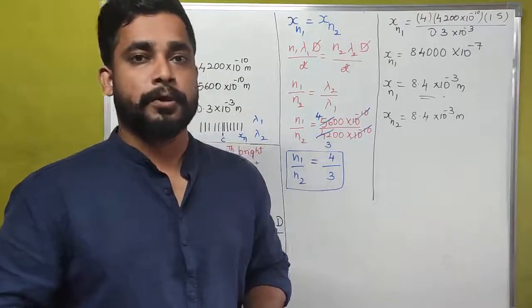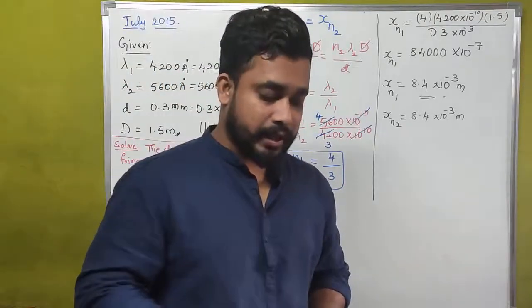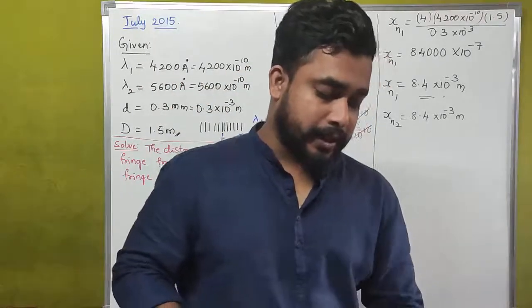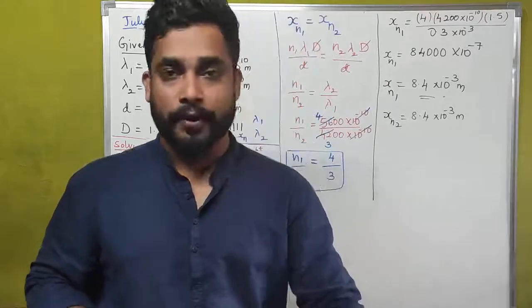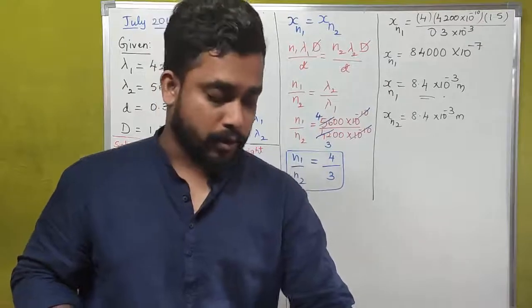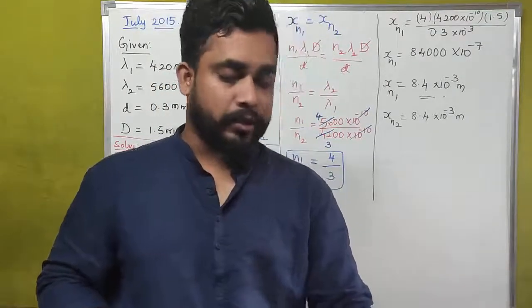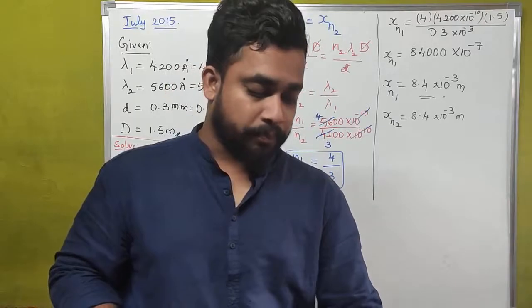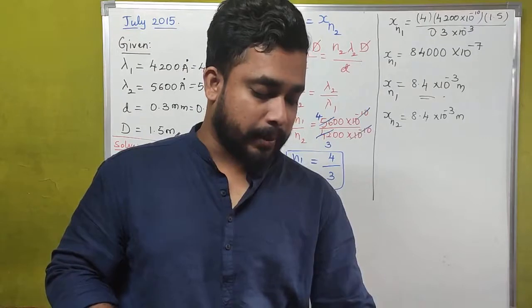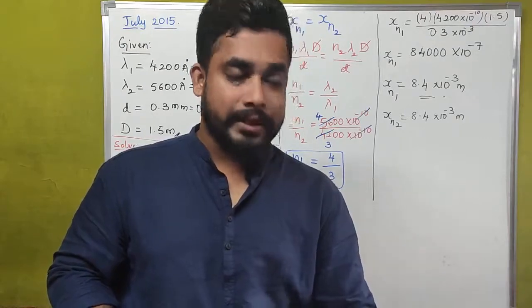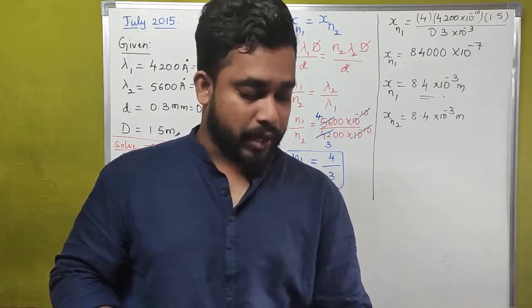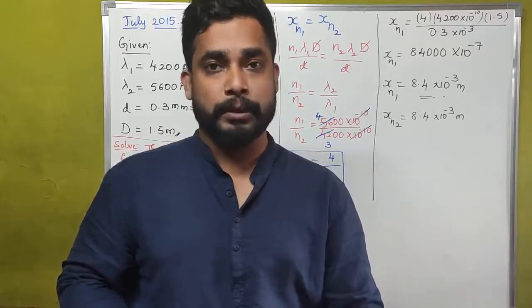Now I am going to simplify the July 2016 question paper problem. The problem is like this. In Young's double slit experiment, using a source of light of wavelength 4500 Armstrong, the fringe width is 5 mm. If the distance between the screen and the plane of the slit is reduced to half, what should be the wavelength of light to get a fringe width of 4 mm?